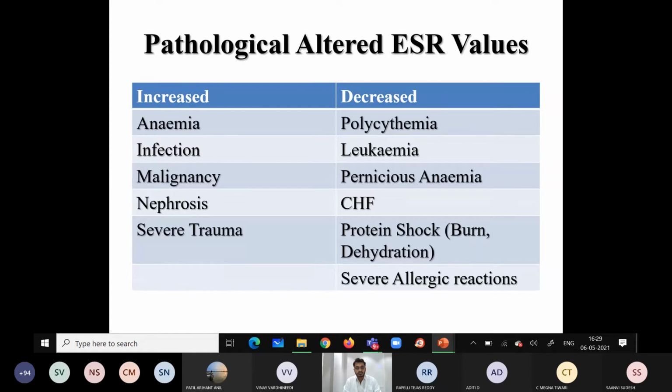Protein shock. What is protein shock? Like the cases of burn or dehydration. These are the cases of protein shock. There it will be decreased ESR values. And severe allergic reactions. There it will be decreased ESR values.